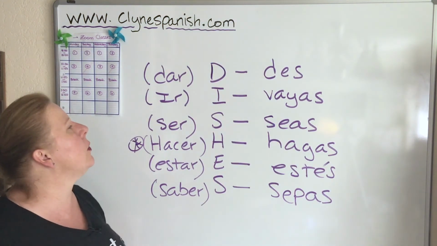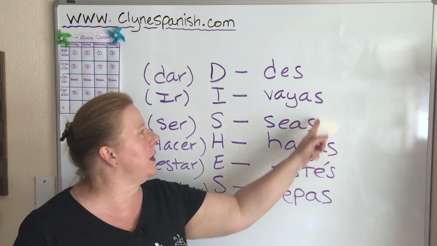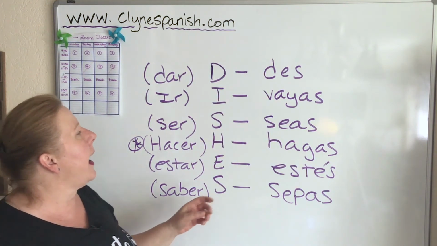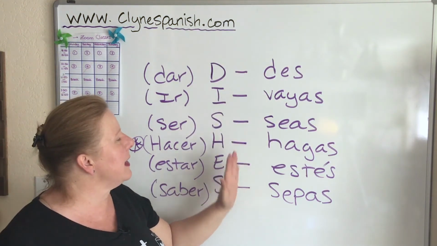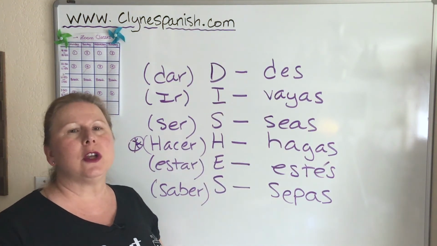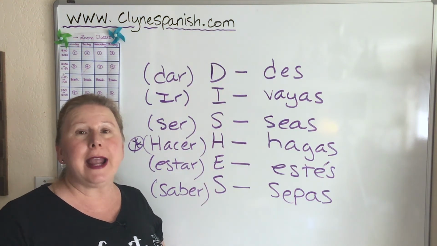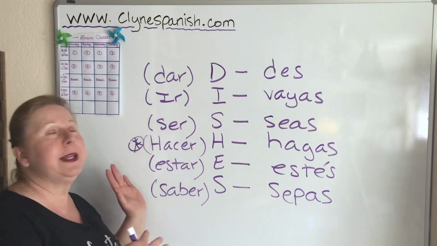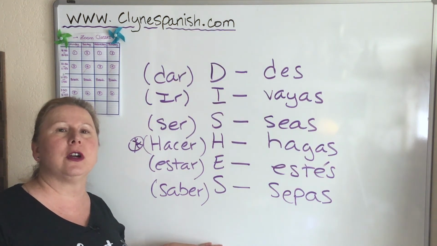All right, so remember all of your negatives are going to end with an S because you're in the tú form. And then it's des, vayas, seas, hagas, estés, and sepas. So remember to put a no in front of these because these are your negatives. You're telling people not to do something. All right, now, I hope this helps you. I would probably get a screenshot or a picture of this. It'll help you do the exercise for this week.